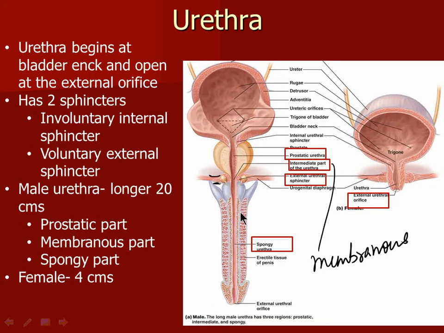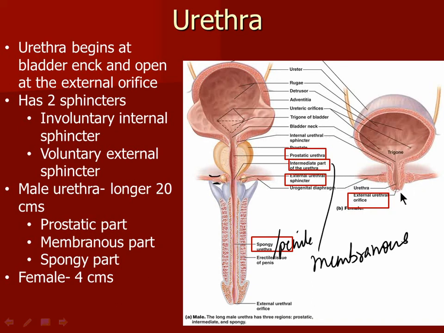And then it goes into the penis, or what is called a particular part of the penis called the corpus spongiosum. So this part is known as the penile or spongy urethra. It's also known as the penile urethra. The part which is passing through this sphincter, that's the narrowest part of the male urethra.